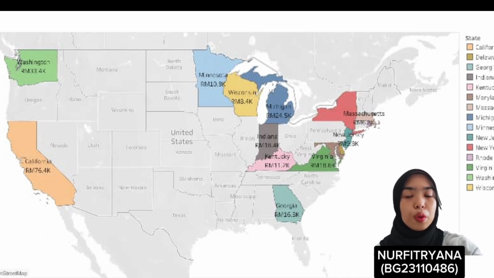For Georgia, with RM 16.3K demonstrate resilience in sectors like agriculture, manufacturing, and logistics. New Jersey, Massachusetts, Kentucky, Minnesota, and Wisconsin present comparatively lower value. New Jersey composition as economic power.